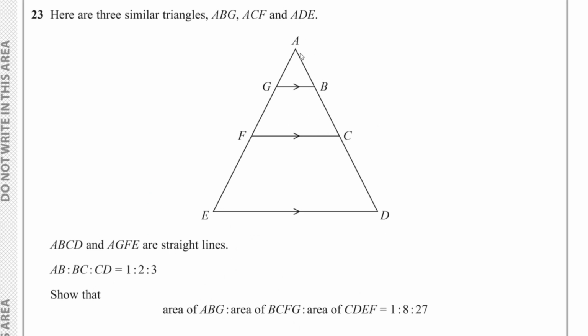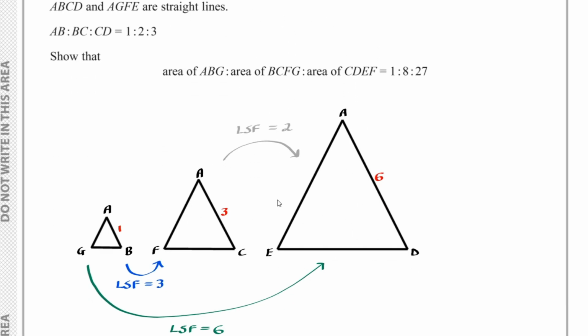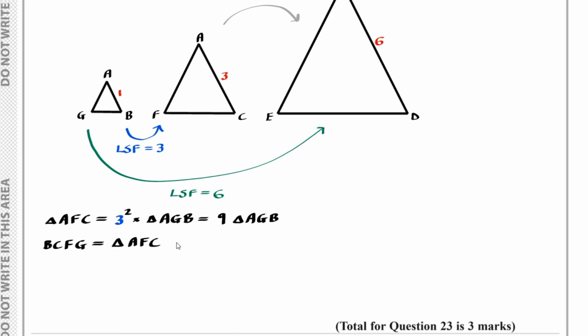BCFG is found by this big triangle, subtract that little triangle. So I've got the triangle AFC, subtract the triangle ABG. Now the triangle AFC has an area of 9 times the area AGB, and I'm subtracting from this the area of the triangle ABG, leaving me with 8 times the area AGB.